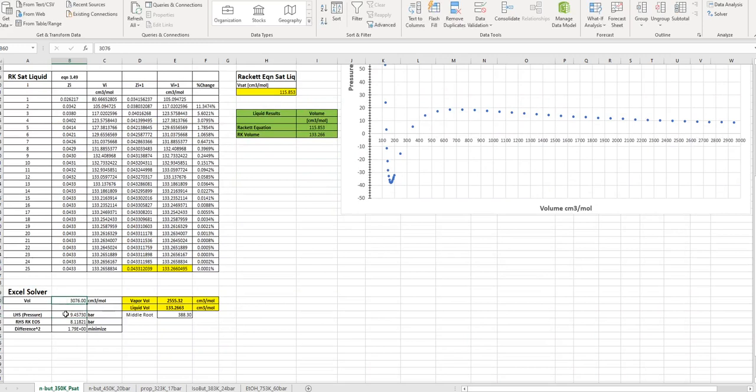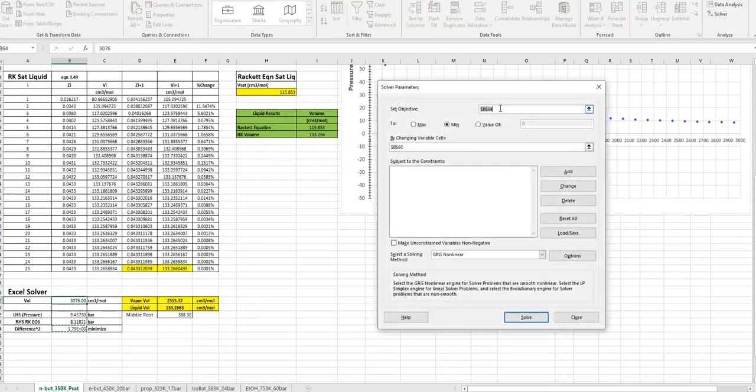All right, and you can see we've got a difference here. So let's click on Solver. My objective is B64, which is this difference squared. What do I want to do? I want to minimize it. I don't want to make it equal to 0 because chances are that will never converge. So I click on B64, the difference squared, minimize it, by changing the variable cell, which is B60, the volume here. Let me make sure that's B64, and this is B60.